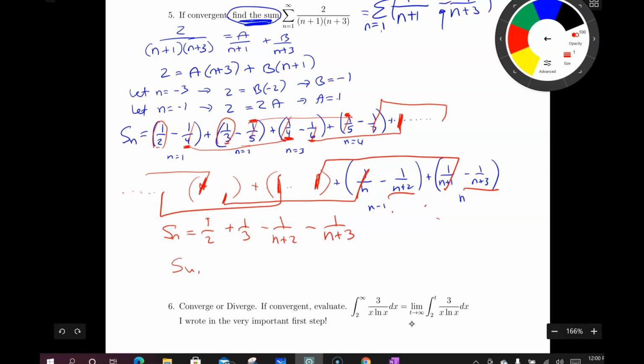So how do you find the sum? You take the limit as n goes to infinity of S sub n. I'm going to put all of that inside the limit. You know that those two terms will go to 0, so I'll get 1/2 plus 1/3. That's the sum. Phew.